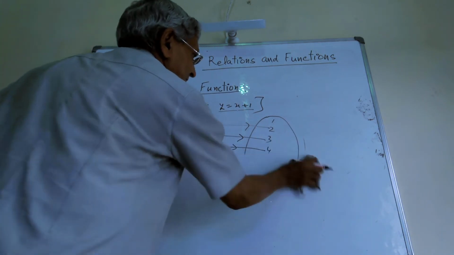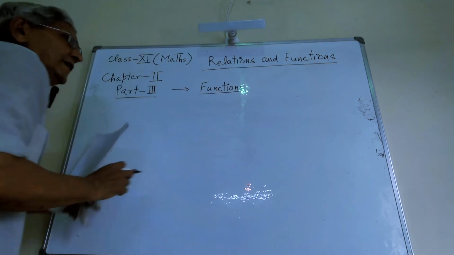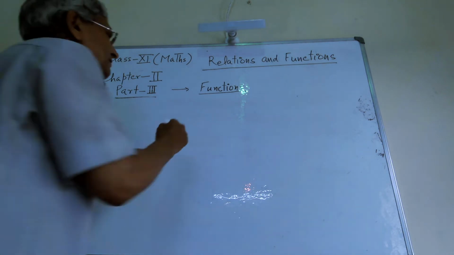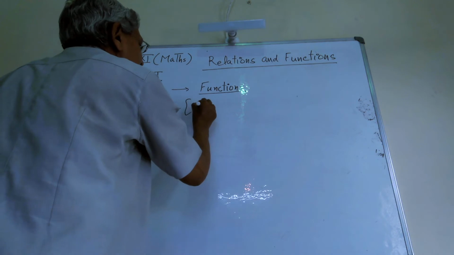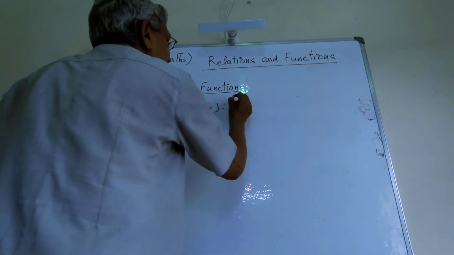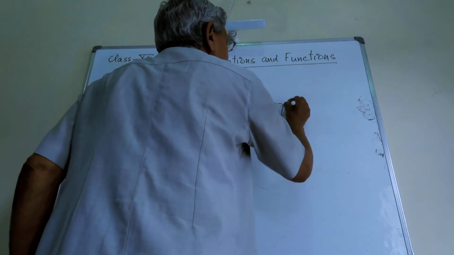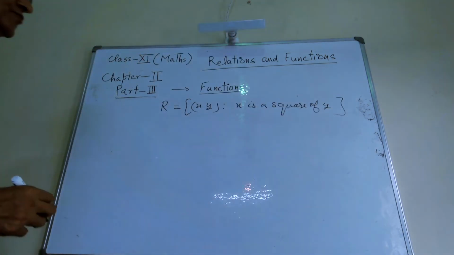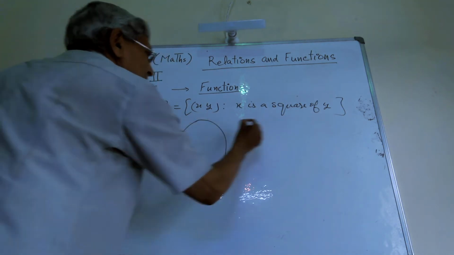Now another example. One example is also in the second part that I have given. What was that? That relation was (x, y) such that x is the square of y. This was the condition: x is the square of y. And we have shown this relation by the diagram.